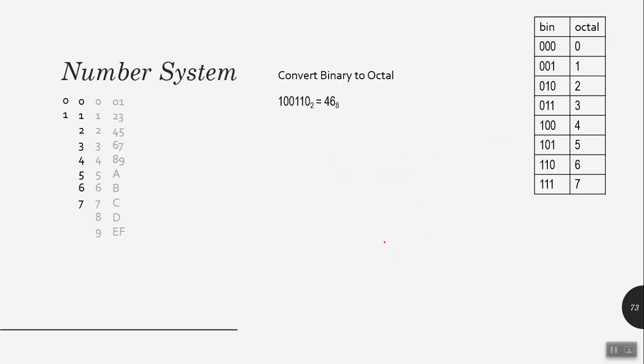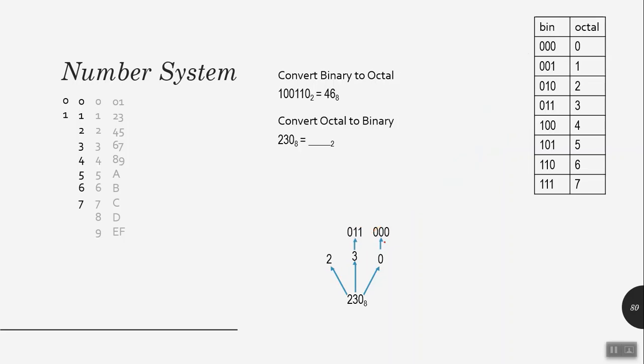Now, how are we going to convert octal to binary? Let's say I have given you 230 base 8. Now try to convert this into binary. Again, just like in hex, we can separate the symbols and then locate the value of these symbols in binary. So 0 in this case is 000. 3 is equivalent to 011, and 2 is equal to 010. After getting these values, you'll just have to merge them. And that's how we get our binary value out of that given octal number.